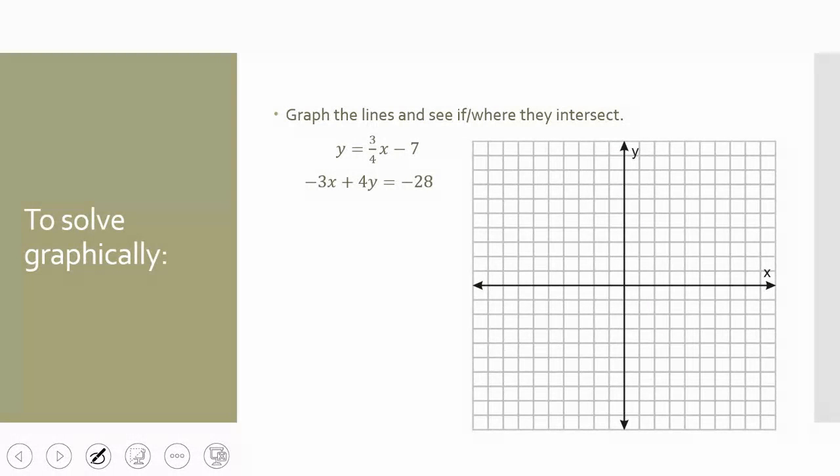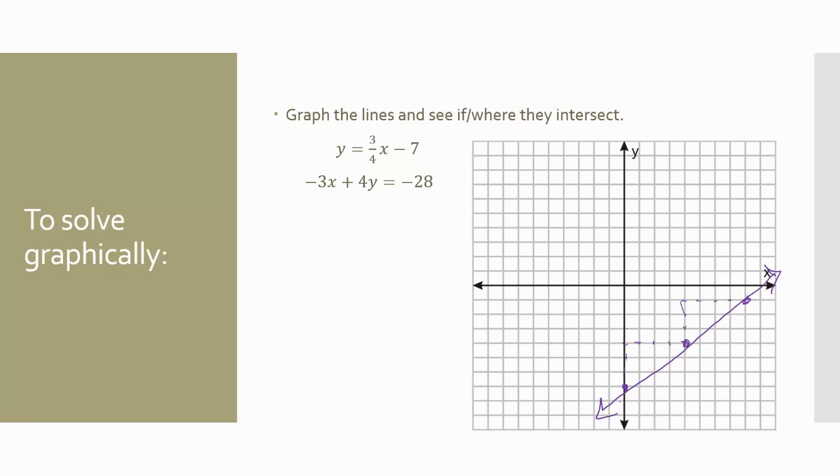I'm going to graph these ones as well, and we're going to see if or where they intersect. So remember, my first one is in slope-intercept form. I'm going to go down 7, 1, 2, 3, 4, 7, and then I'm going to go up 3 and over 4. And I'm going to make my line. I'm going to try to connect those points. Oh boy. Try to make it as straight as you can. That helps. Again, not always perfect. This is why we use graphing tools like Desmos, because they graph nice straight lines, unlike your teacher who can't graph them very well.